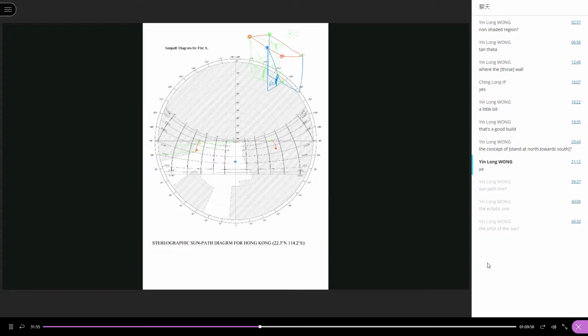So this line will be the edge of the overhang on this side, and then on this side, the red color will be the overhang over here and the overhang over here. Then the part of the sky bounded by these lines will be the part of the sky blocked by the external shading. Okay?